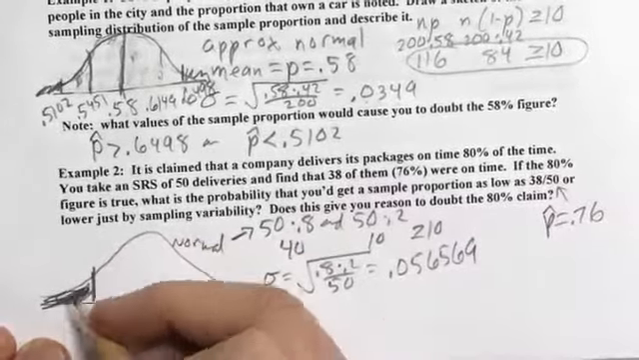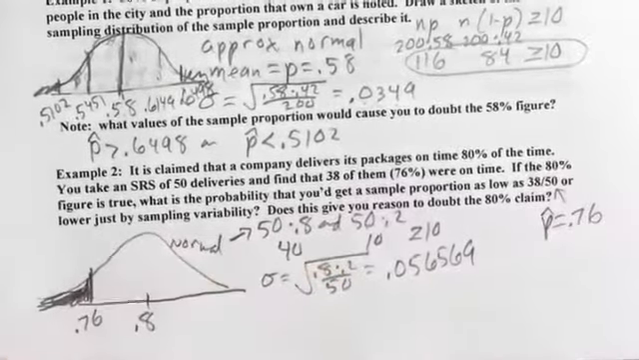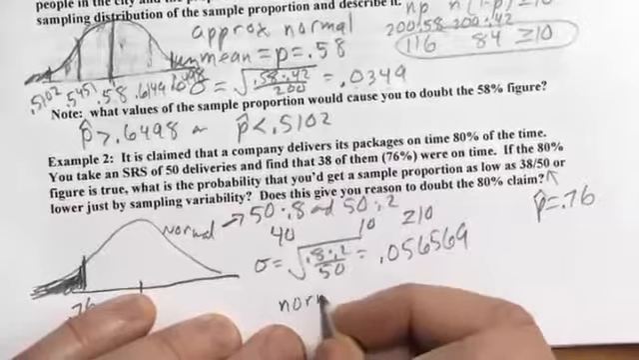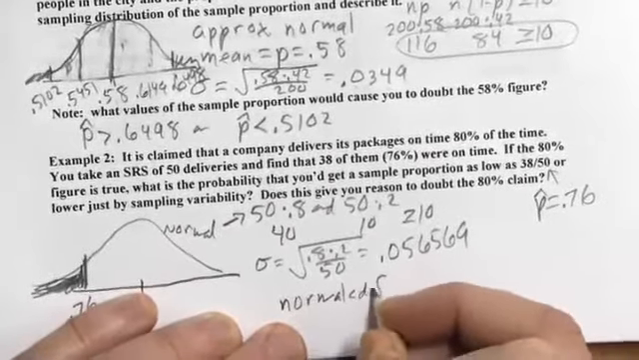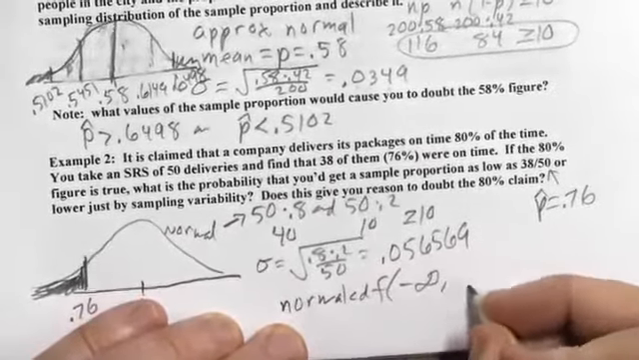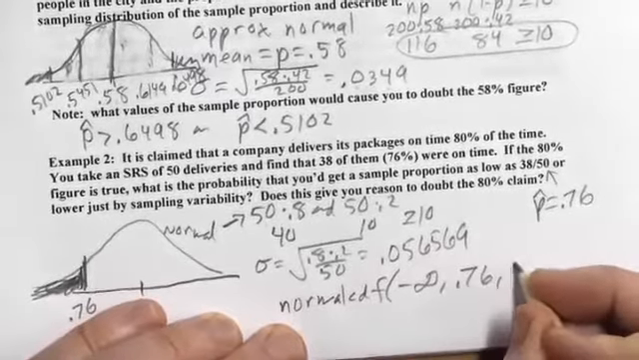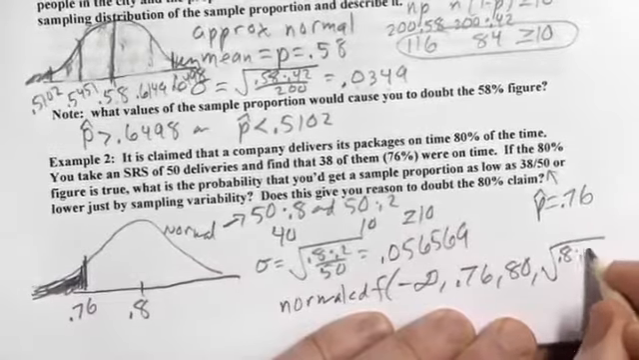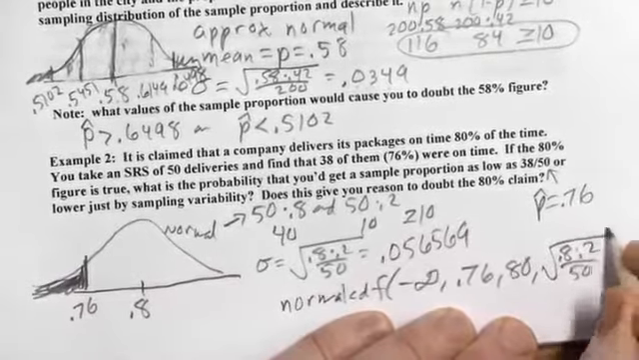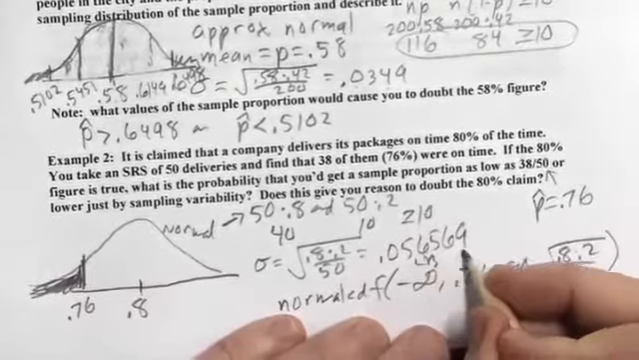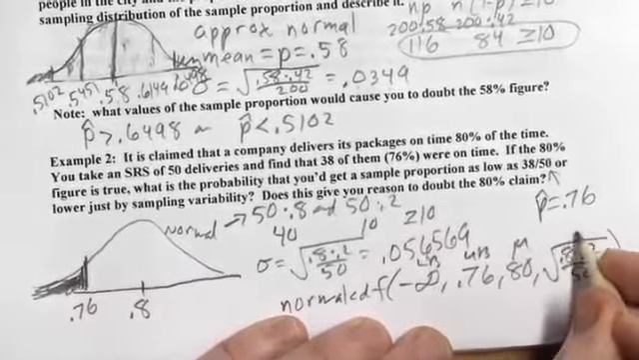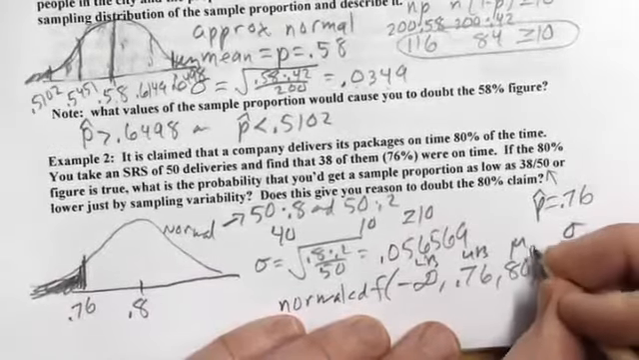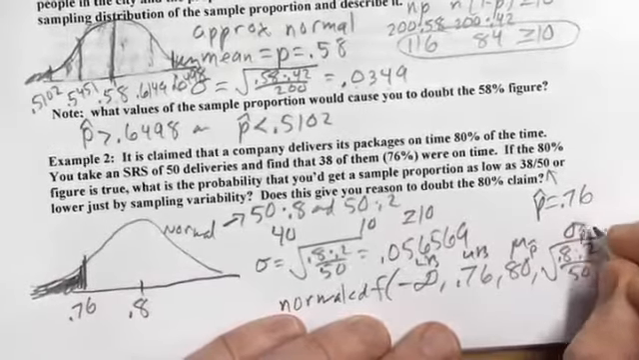And so the function that's going to tell us that is normal CDF. To do this problem, we shall say normal CDF from negative infinity to 0.76. Our mean is 0.8, and our standard deviation is the square root of 0.8 times 0.2 over 50. Of course, label this as lower bound, upper bound, mu, and sigma. Technically this would be the mu of the p hats and the sigma of the p hats if you want to be really accurate.